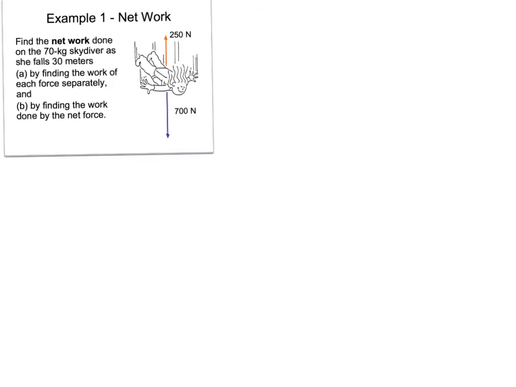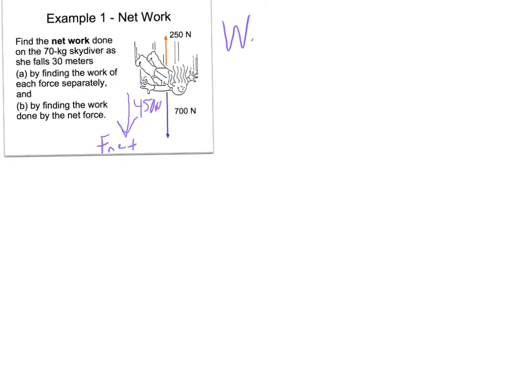Alright, now we'll do this again by first finding net force and then finding net work. Okay, so this time I'll solve this problem by finding the net force. And as you should be able to see here, with 750 newtons down and 250 newtons up, the net force will be 450 newtons down, and that's F net.